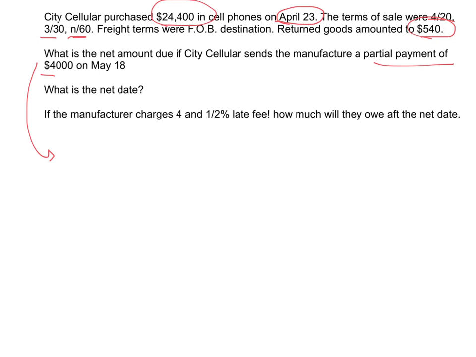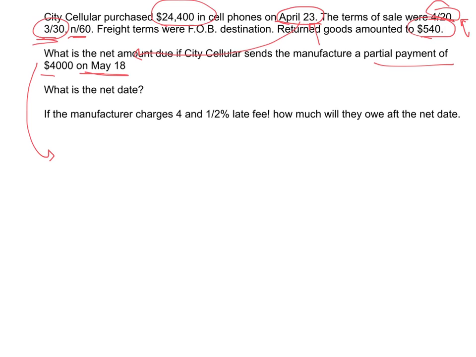So what we want to do first is, the $4,000 of the partial payment didn't get the actual discount. So we want to see, do we do the 4% discount or the 3% discount? From April 23rd to May 18th, we want to know, is that within 20 days? If it's within 20 days, then we pay 4%. Well, it's not. We know that because May 18th, that's 18 days. 2 more days would be 20, and there's 7 more days still left in April. So we get the 3%.